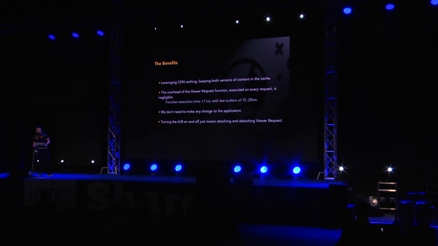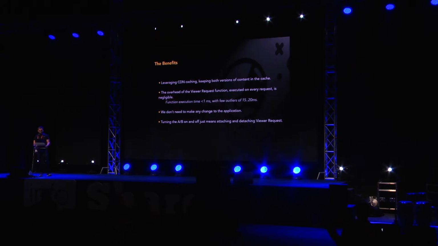The big plus of that implementation is we don't need to make any changes to the application, either front end or back end, if you want to. The only thing we need to focus on is the actual viewer request Lambda. So if we want to turn on or off the A/B testing approach, the only thing we need to do is just attach or detach viewer request. From there, the switching is almost autonomous for the customer or the user, and it's propagated across all the edge locations.